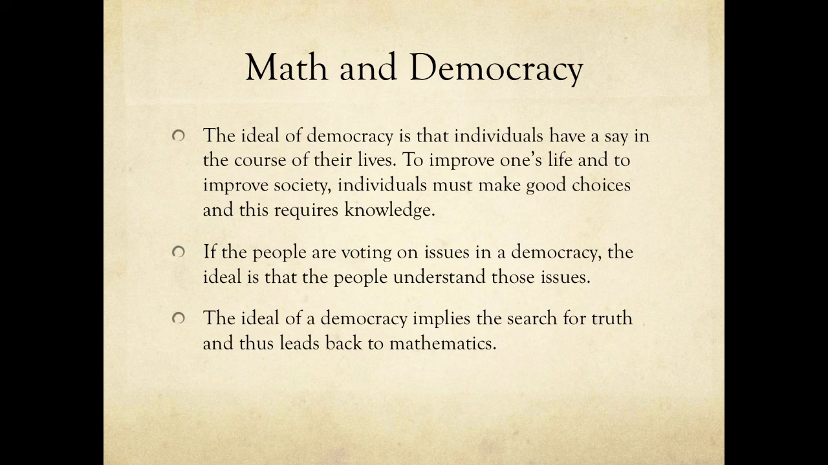To improve one's life and to improve society, individuals must make good choices, and this requires knowledge. If people are voting on issues in a democracy, the ideal is that people understand those issues. The ideal of a democracy implies the search for truth, and thus leads back to mathematics.